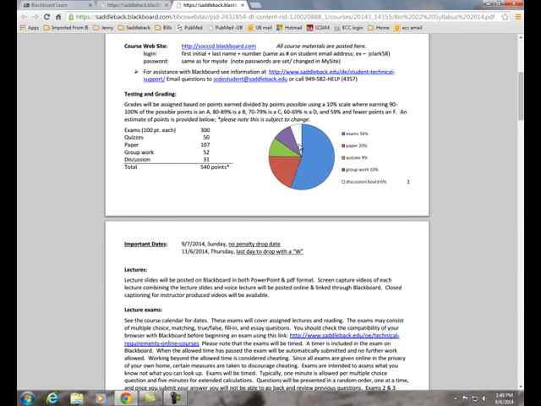Those are very easy points, the discussion board. So don't skimp on the discussion board. Not only does it show that you are keeping up with the class, it's a great way for you to get answers and clarification, and also easy points.